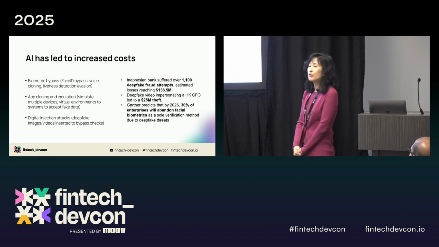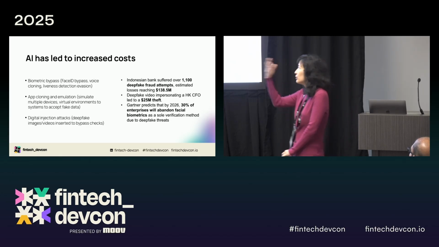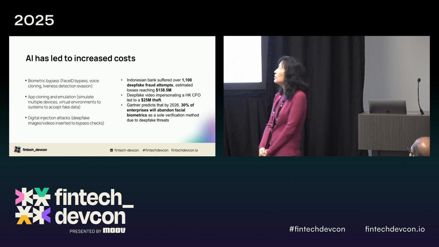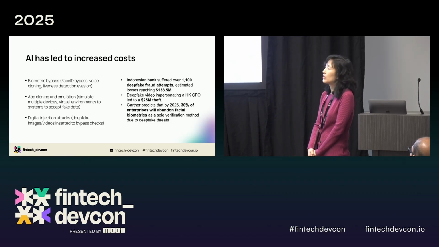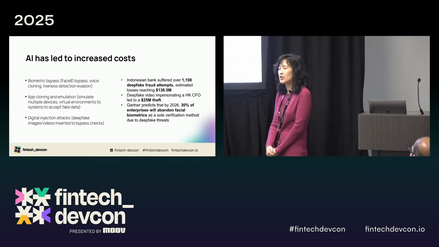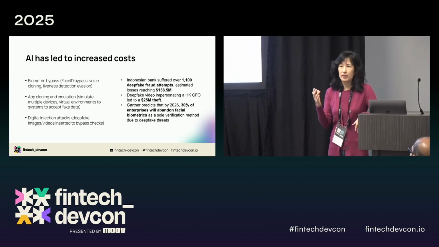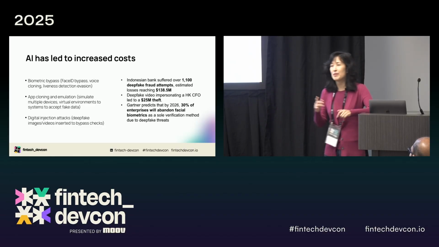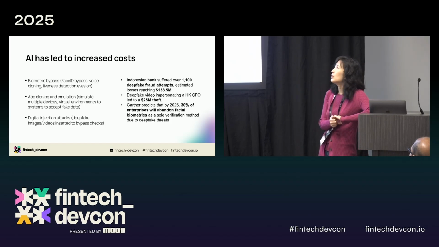There is voice cloning, if you're using voice as a way to do the biometric authentication. There's also liveness detection evasion. So I know Apple and Android have ways to see, okay, are you moving, going side to side, but they have ways to alter that, to spoof that.